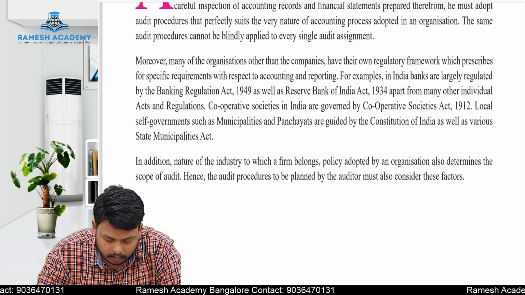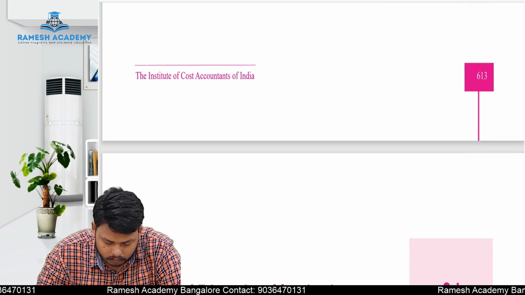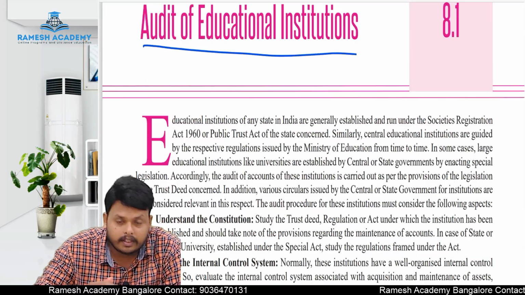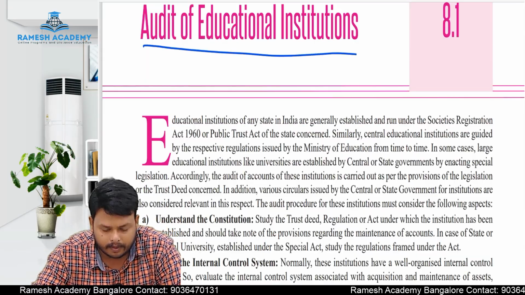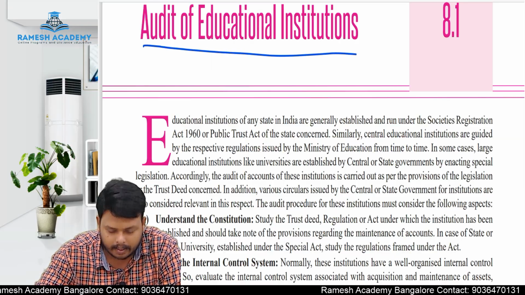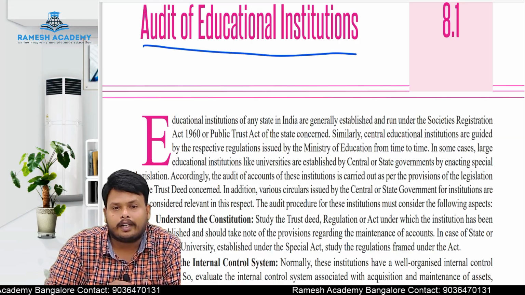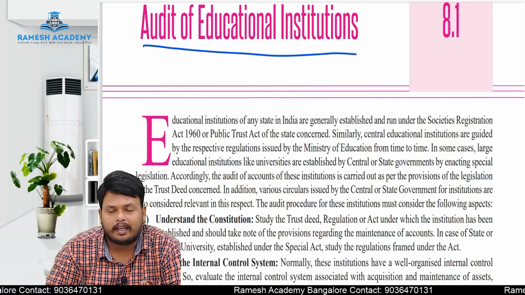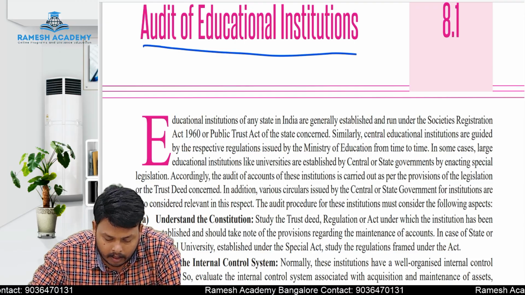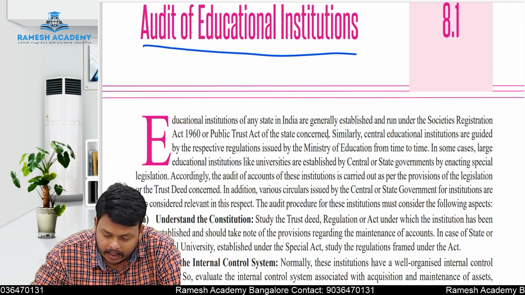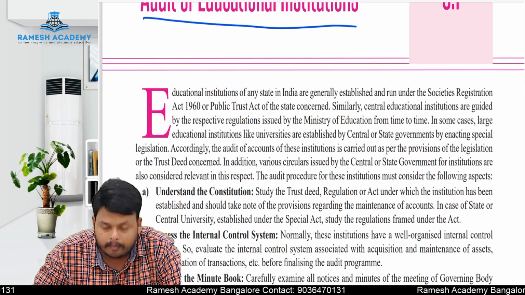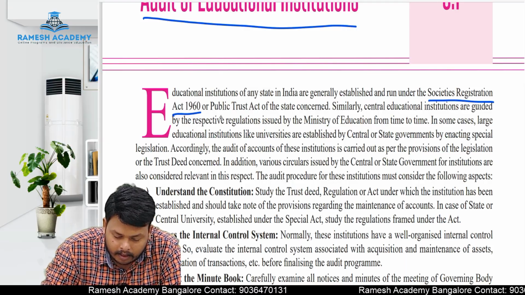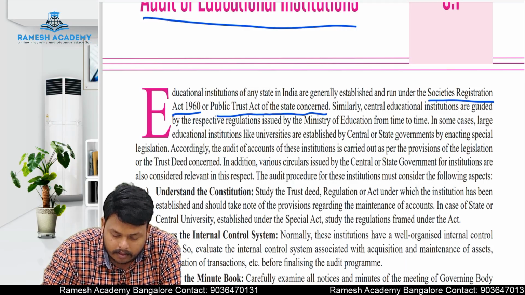In that, first one we can see is audit of educational institutions. How an auditor has to inspect and how auditor has to verify educational institutions. Educational institutions of any state in India are generally established and run under the Society Registration Act 1960 or Public Trust Act of the state concerned.